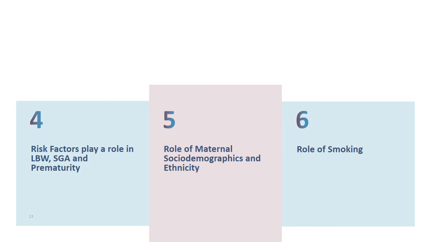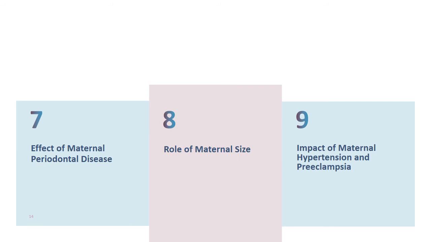The role of smoking was also explored, particularly if there was any effect of carbon monoxide in decreasing the oxygen carrying capacity of the infant's blood, and that would have affected organogenesis, development in general. Risk factors that were explored included the effect of maternal periodontal disease, the role of maternal size, and the impact of maternal hypertension and preeclampsia.